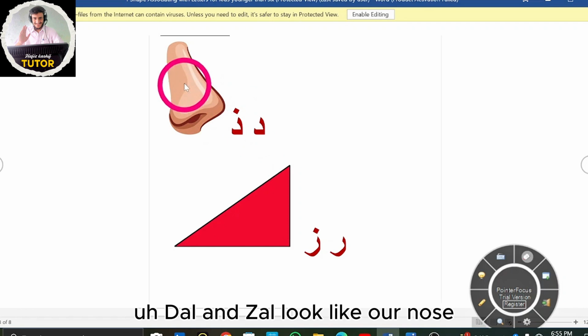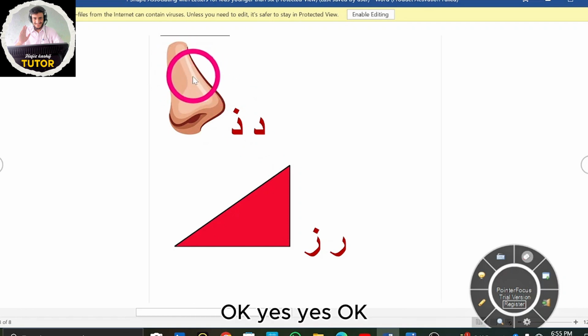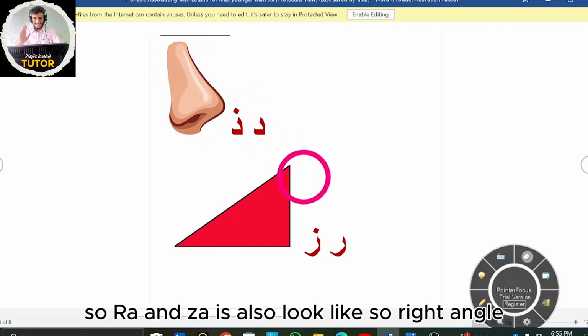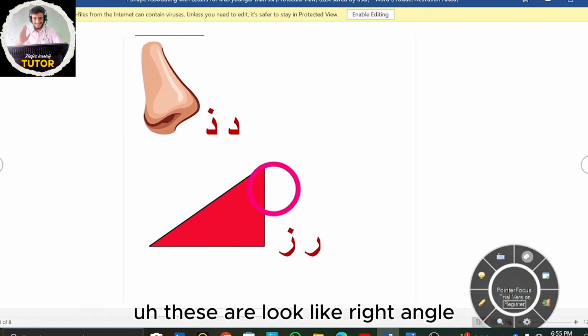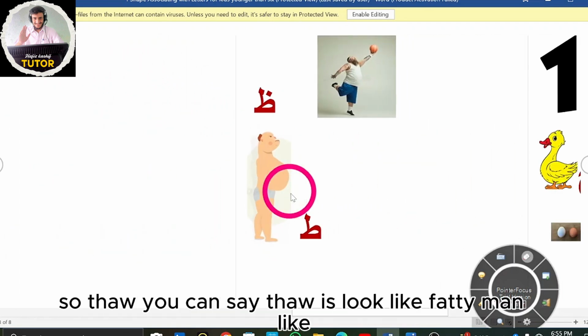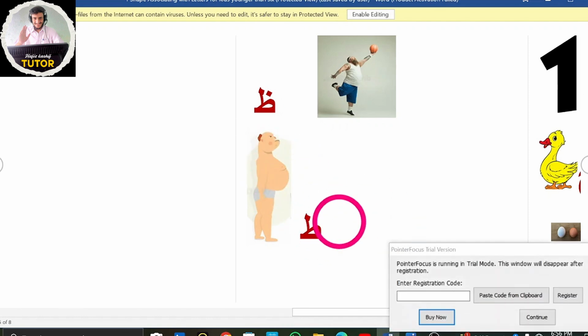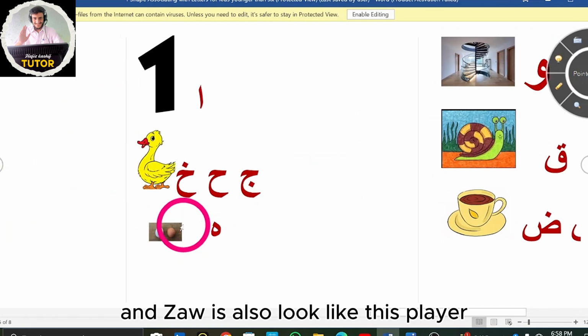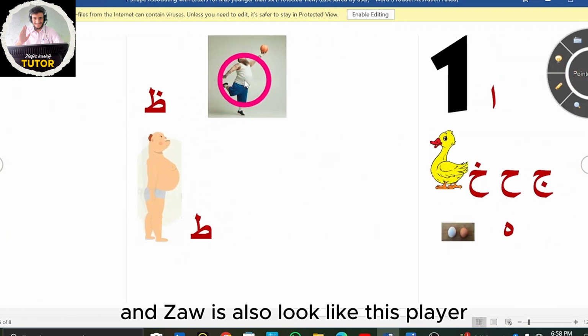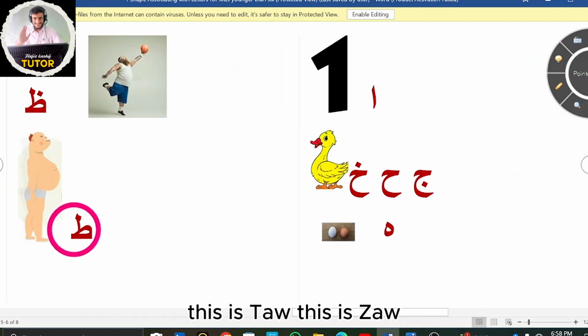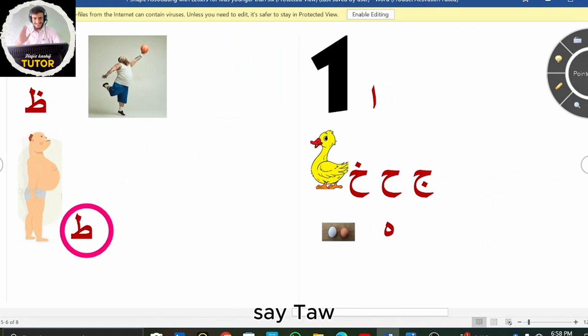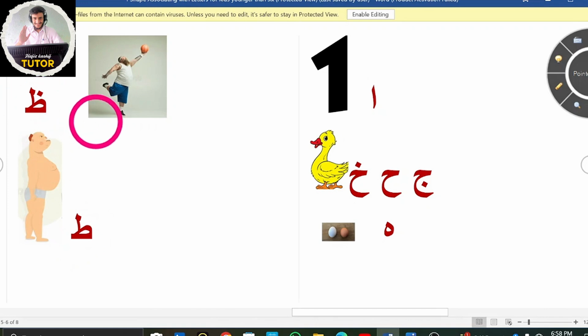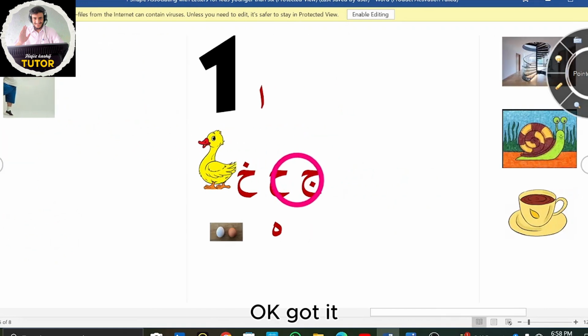Dal and Zal are the same shape, with only a difference in the dot. Dal and Zal look like our nose. Ra and Za look like a right angle. Tha looks like a fat man, and Za also looks like this fat player. This is Tha, this is Za. Say Tha, Ba, Za, Wa. Okay, got it.